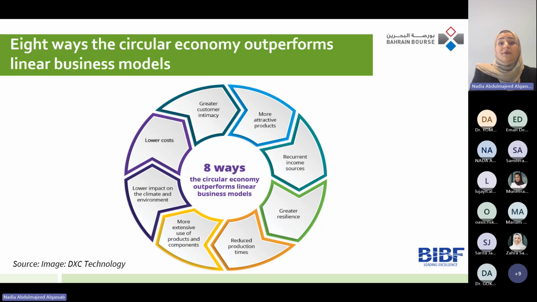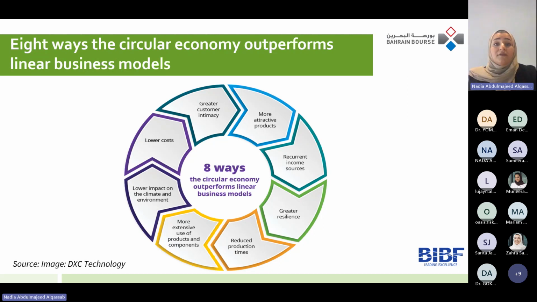Greater resilience. Research shows that companies that actually operate on the concept of sustainability and circular economy outperform other companies in the long run. Why is that? Because they are better equipped in tackling catastrophes.